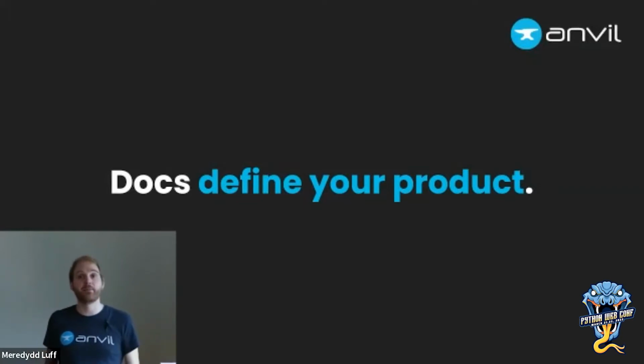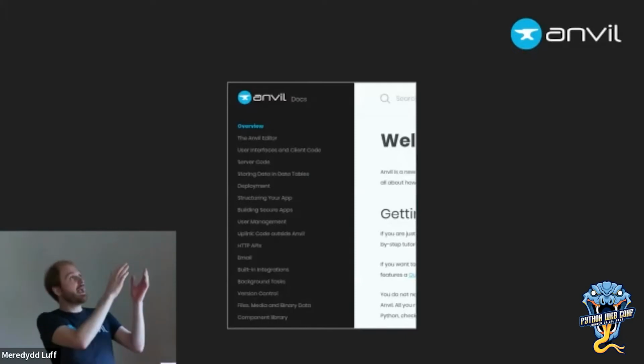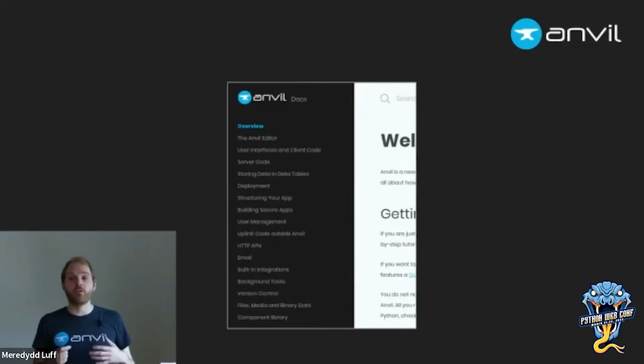The difference does matter. So here we have the table of contents of the Anvil manual. And I'm pretty proud of this. I think this is decent. We've got the editor, user interfaces, client code, server code, storing data, deployment. That's a reasonable summary of what you can do with Anvil.